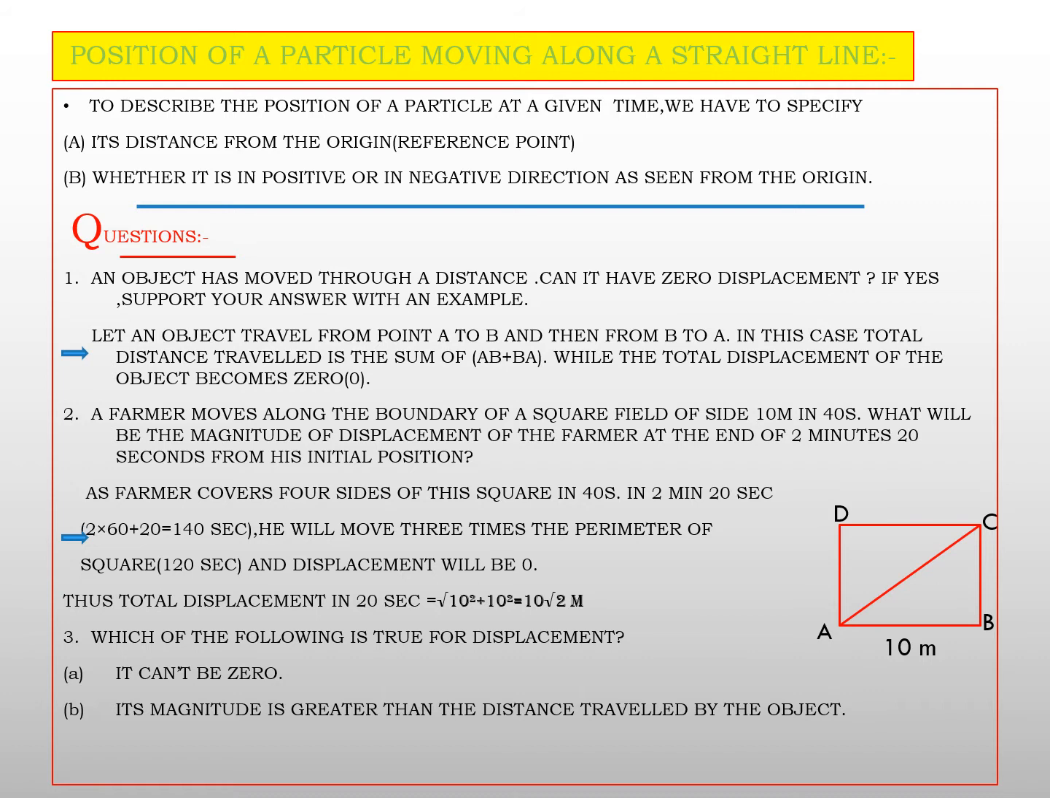Third question: which of the following is true for displacement? It cannot be 0. Its magnitude is greater than the distance traveled by the object. Both the given statements are incorrect.